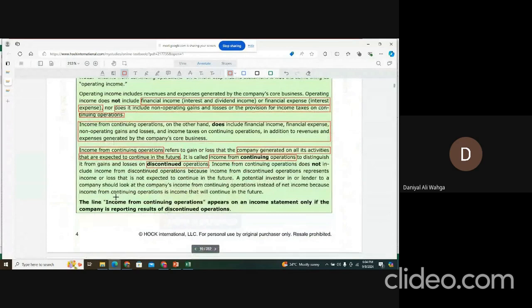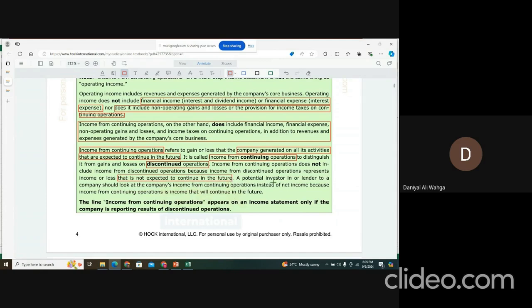How you relate things and how these things are effectively working. It says income from continuing operations does not include my income from discontinued operations, because income from discontinued operations represents income or losses that are not expected to continue in the future. Yes, I am selling my business segment and that business segment wouldn't be working in the future for my organization.